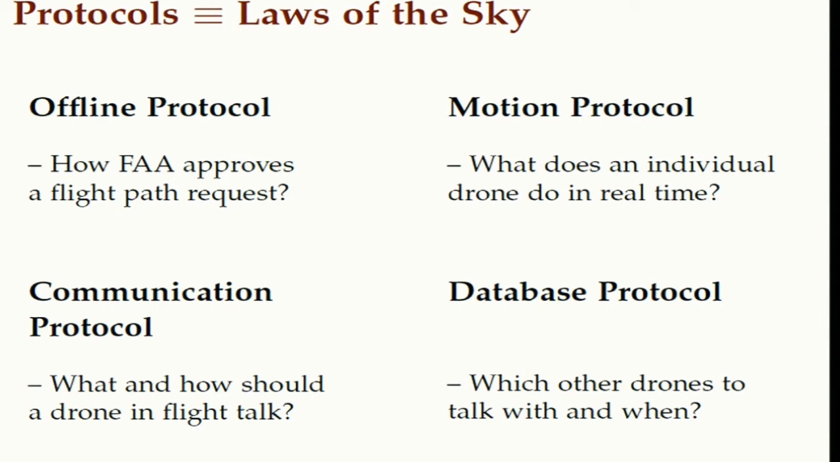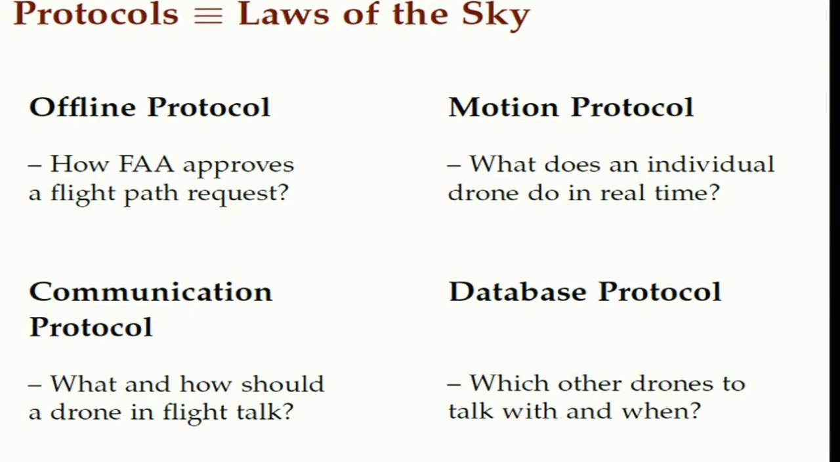And roughly speaking, you can think of these as 4 categories. There could be more categories like security protocols and so forth. But there should be something like an offline protocol where an FAA server, which could be a centralized server, approves an incoming flight path request. There should be something like a motion protocol that tells what an individual drone does, roughly speaking, in real time. And then there should be something like a communication protocol that gives some guidelines on what and how a drone in flight should talk, and something like a database protocol where each enterprise maintains a dynamic database that tells each individual drone which other drones to talk with and when.